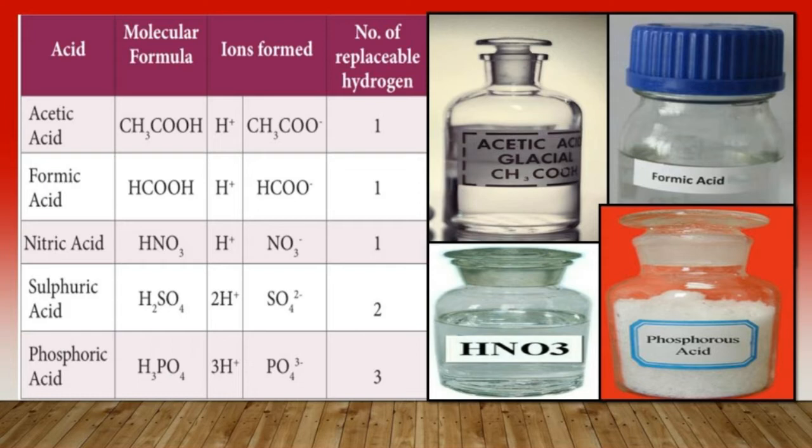Sulfuric acid is the king of all chemicals. H2SO4 consists of 2 ions, that means 2 H+ ions will be formed, so the replaceable hydrogen will be 2. Phosphoric acid, H3PO4, consists of 3 H+ ions, so the replaceable hydrogen will also be 3.